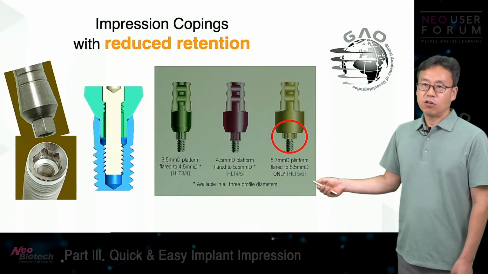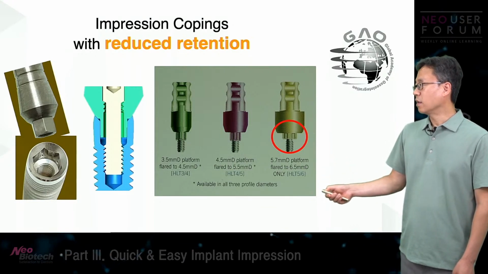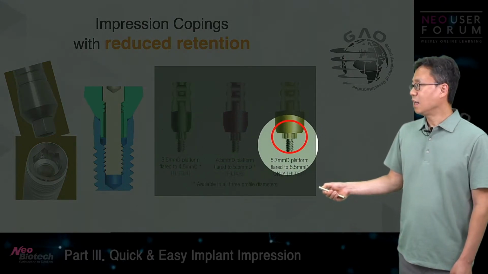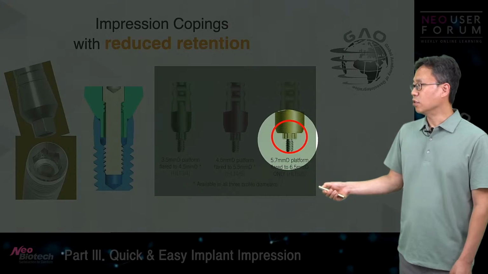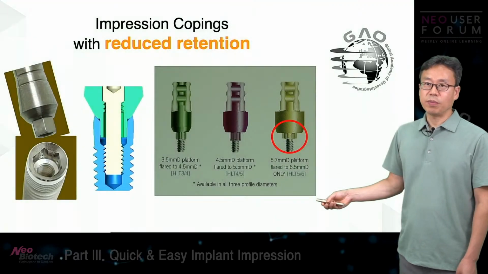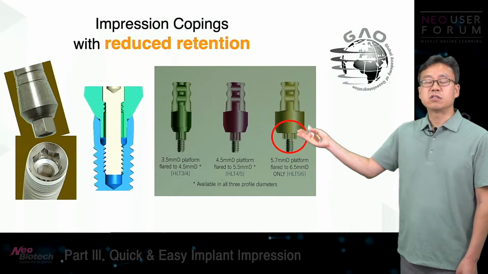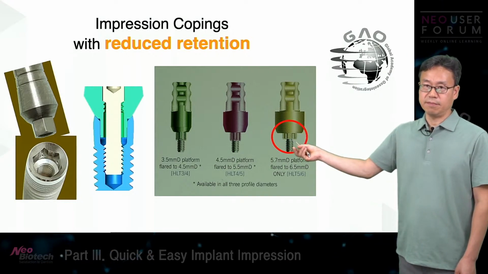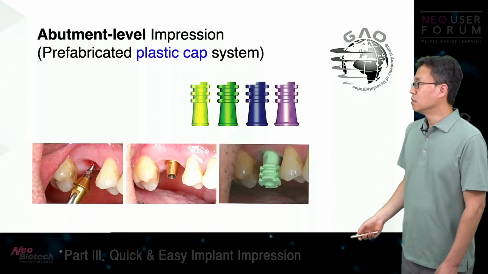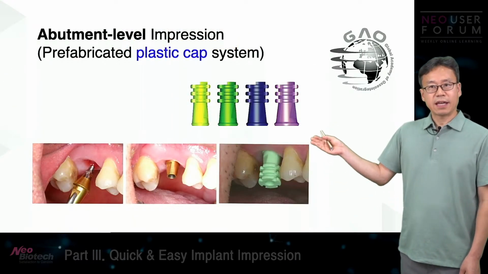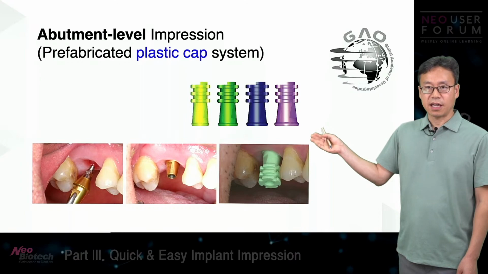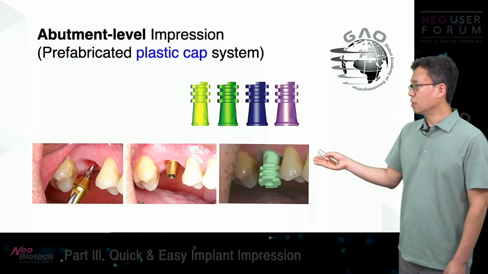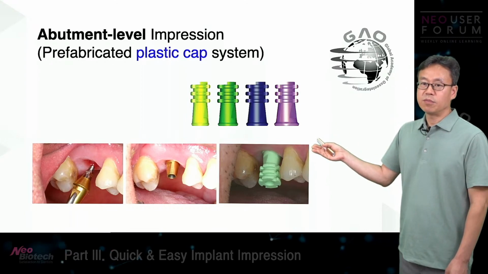I don't really know if they still have this, but a long time ago they made something like this clicking type connection for their impression copings to reduce the strain during the impression procedure again. Some people use impression caps, impression plastic caps. This is another way of reducing strain during impression taking.